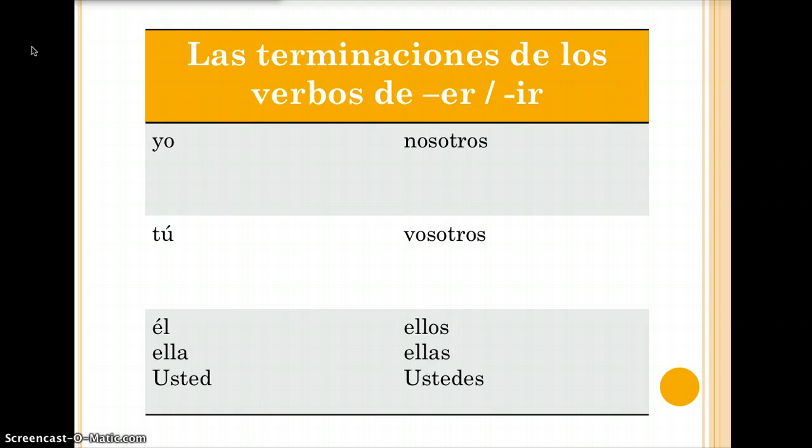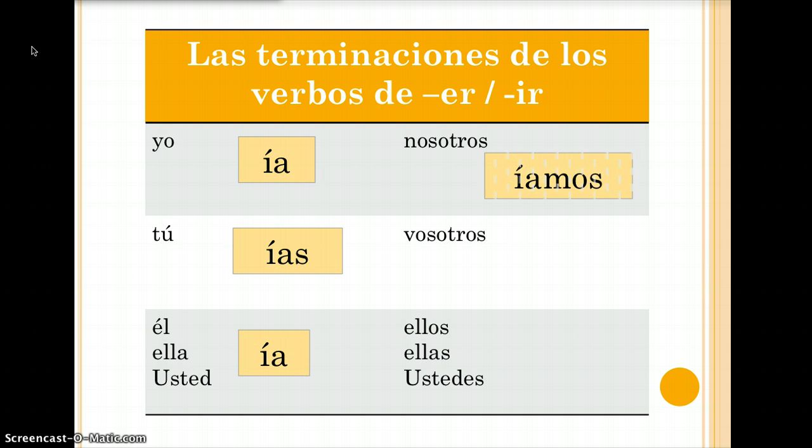For ER and IR, they are the same, which makes it easy to remember. Every form has an accent on the I. Ía, ías, ía, íamos, íais, ían. Again, the yo and usted forms are the same.